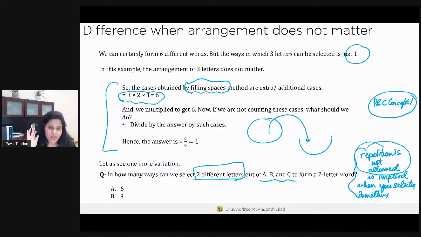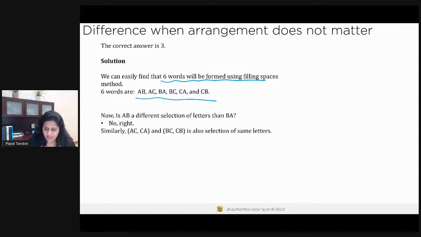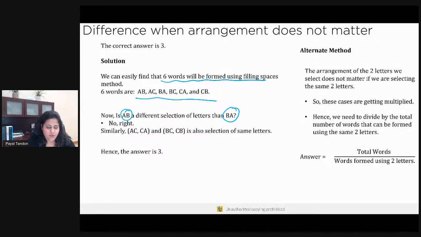I want you to understand this part. Okay. All right. So the correct answer is 3. Number of you selected that. That's good. Again, we can easily find the 6 words that will be formed. Those 6 words are, these are the 6 words. But again, AB is not a different selection than BA. So we need to divide that. Okay, and that's what we get. So what we are doing over here is we're simply doing total number of words divided by words formed using 2 letters. 6 divided by 2 factorial, and that is 3.